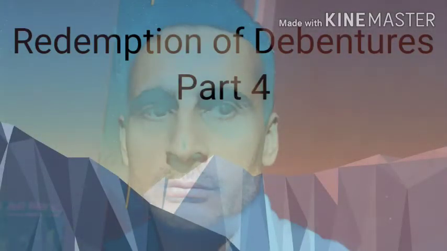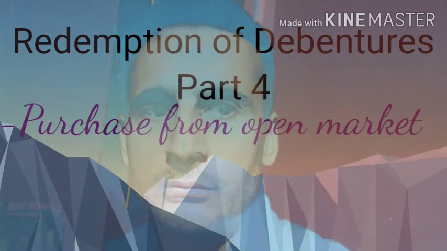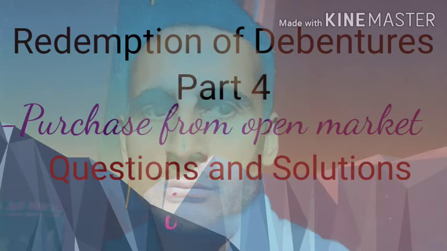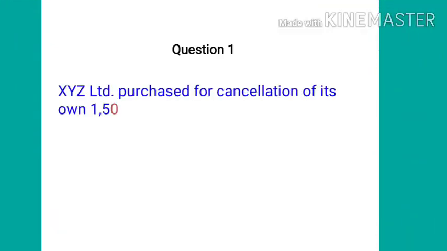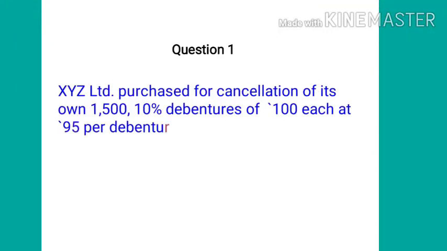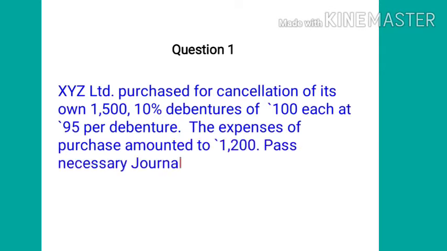In this video, I am going to show you how to write journal entries for redemption of debenture by purchase from open market. We have question 1. XYZ Limited purchase for cancellation of its own 1500 10% debentures of ₹100 each at 95 per debenture. The expense of purchases amounted to 1200. Pass necessary journal entries.